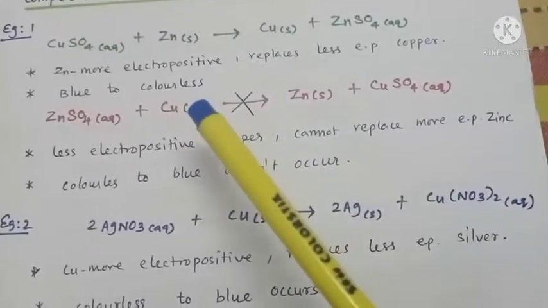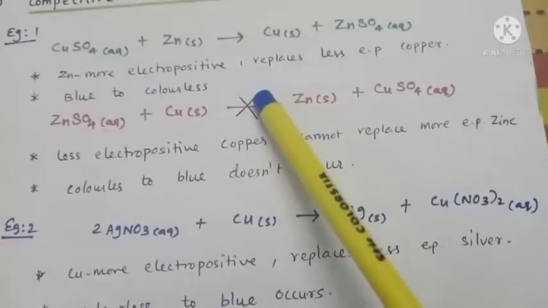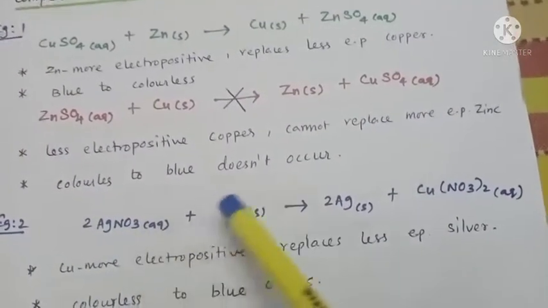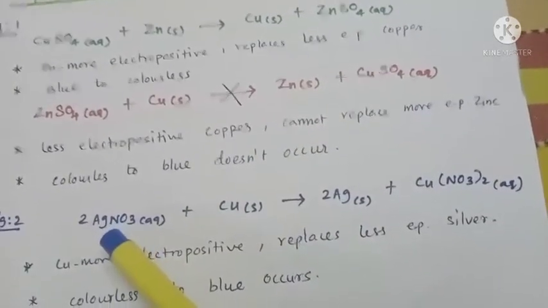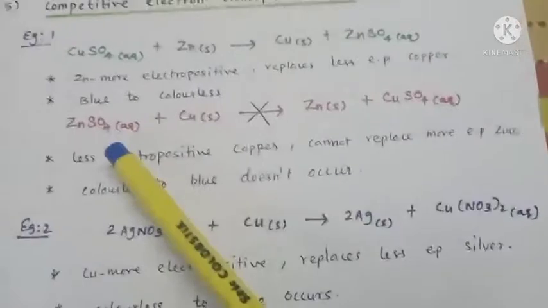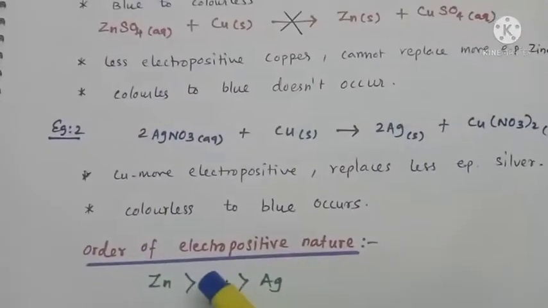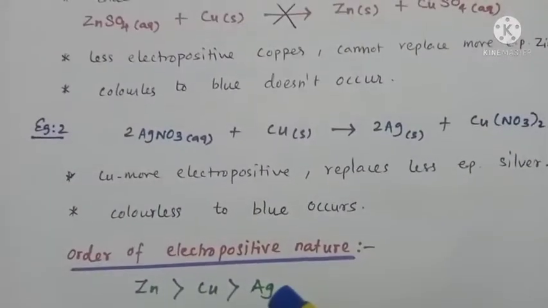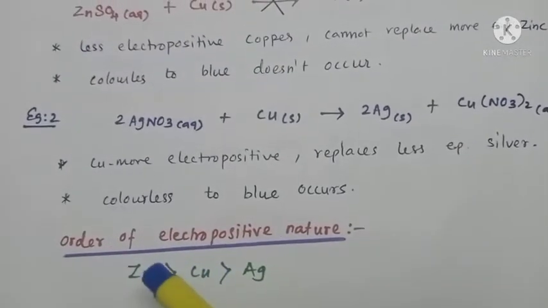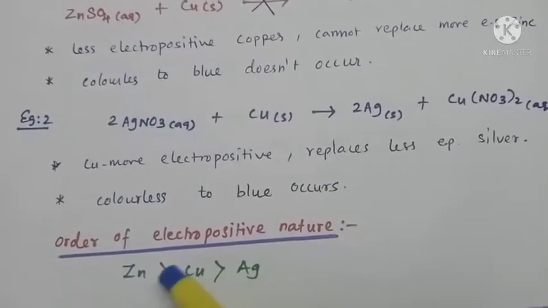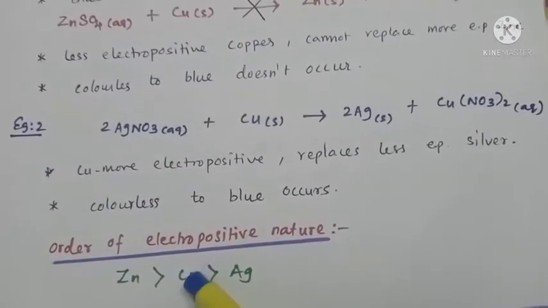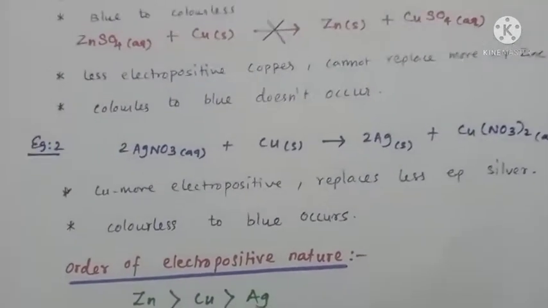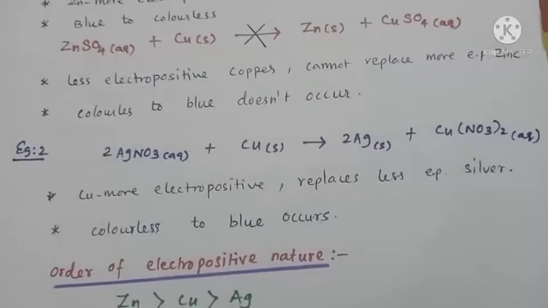Now here in the previous one, copper cannot displace zinc, isn't it? This reaction is not taking place. But when we add copper with silver nitrate solution, copper can readily displace silver, because copper is more electropositive than silver, but less electropositive than zinc metal. Correct. So now this is the order of electropositive nature of these metals. Zinc is more electropositive than copper, which in turn is more electropositive than silver, isn't it? Which means zinc can displace copper, copper cannot displace zinc. Copper can displace silver, but silver cannot displace copper. So this is the fifth type of reaction, what we call competitive electron transfer. Thank you.